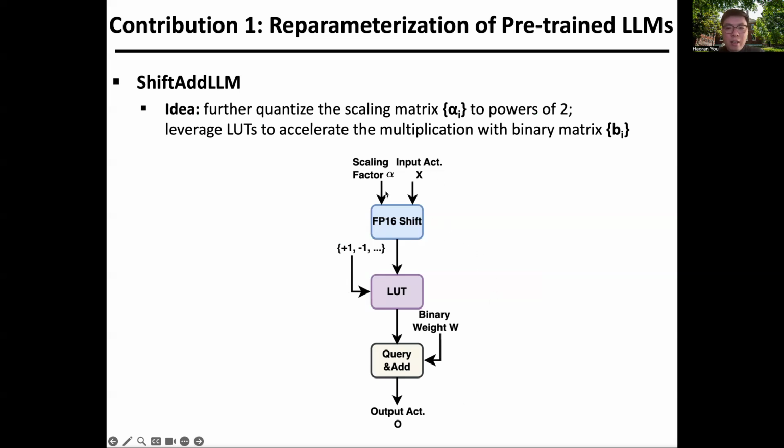We further multiply the scaling factor matrices with the input activation. Note that here the scaling factors are quantized to powers of 2, so the multiplication can be replaced by bitwise shifts. After that, we need to multiply the shifted activation with binary matrices. So instead of directly multiplying them, we first construct lookup tables where binary matrices are keys and partial sums of shifted activation are values. Then we can directly query and add to avoid dequantization. I'll zoom into these two steps for elaboration.